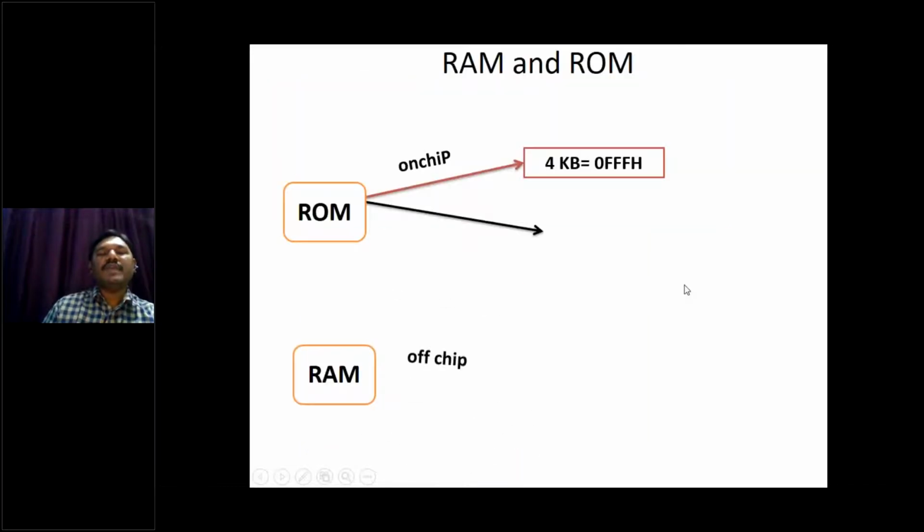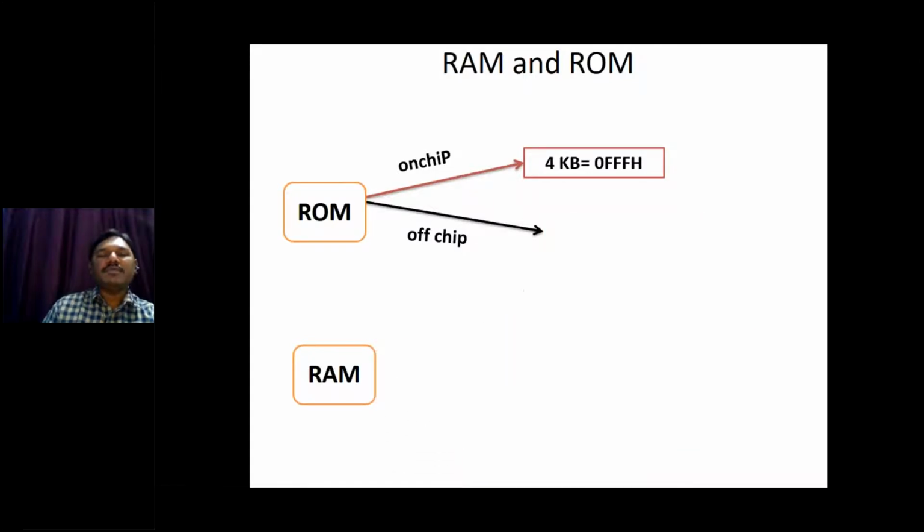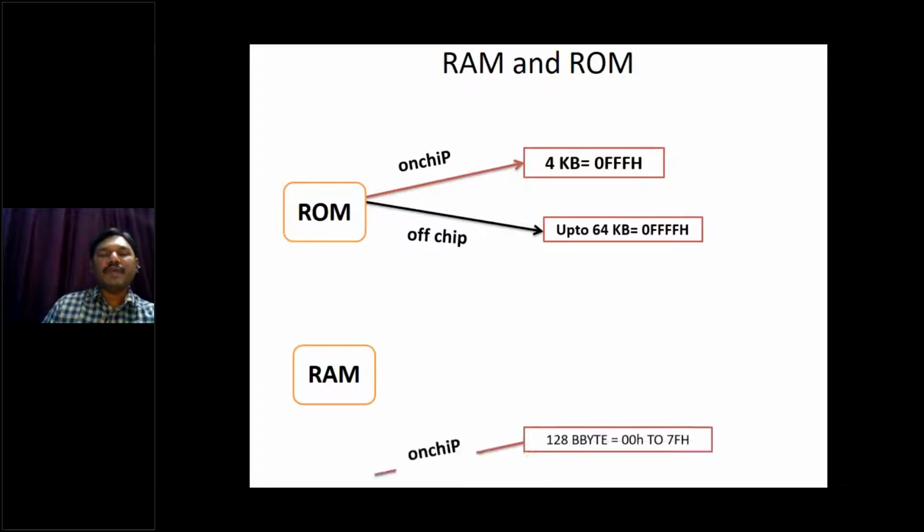See here how memory is categorized and how memory is available. If you see this one, ROM is on-chip ROM of 4 KB, and this is the notation, and it is available. It can be extended up to 64 KB. That is called off-chip memory.